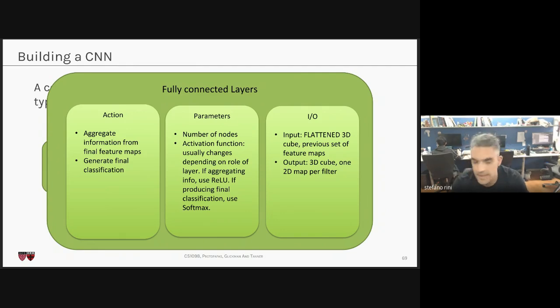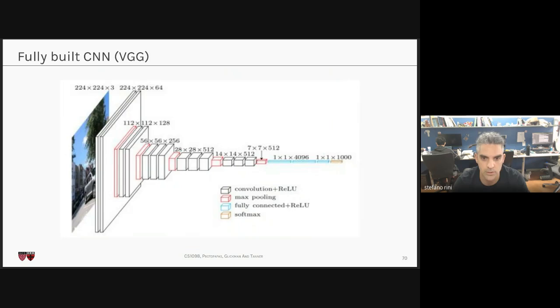So CNNs are somewhat spatial, right? They have a connection to a certain spatial position. But once you vectorize them and put them into an MLP, the MLP will learn. And this is a classical architecture. This is VGG. If you've never heard of VGG, remember it because it's one of the core architectures that we talk about.